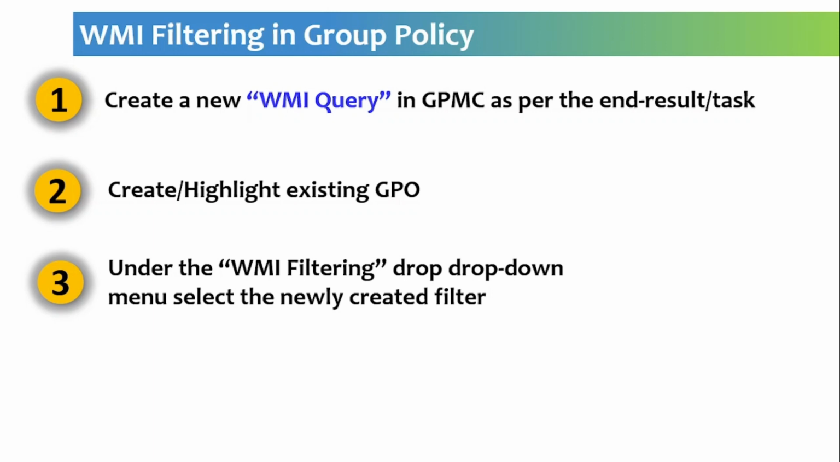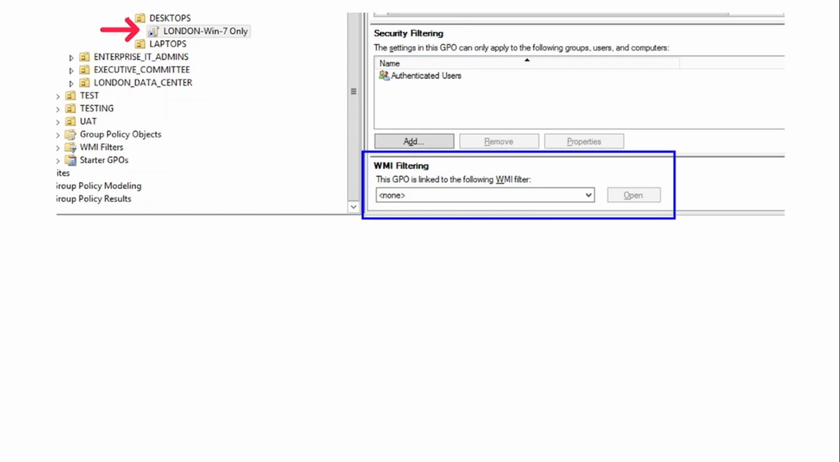On this slide, you might think, oh man, what are you talking about? But it is extremely easy. Let me show you how. Let's say we have created the policy London Win7 only, and we have linked the policy to the Desktop OU. Now, whatever settings we have configured in this policy will be applied to every machine under the Desktop OU. But we don't want this. We just want to make sure that only Windows 7 machines will be affected.